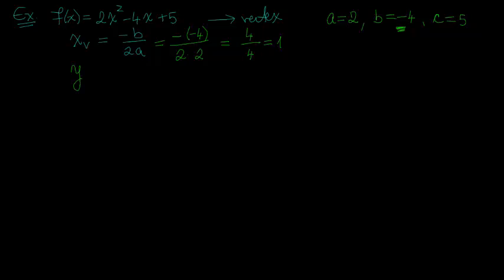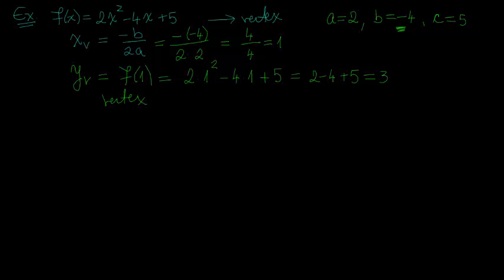For the y-coordinate, all I need to do is plug this 1 back into my function and compute the corresponding y-coordinate. So I have 2 times 1 squared minus 4 times 1 plus 5. So I get 2 minus 4 plus 5, which equals 3. So my vertex is the point of coordinates 1 and 3.